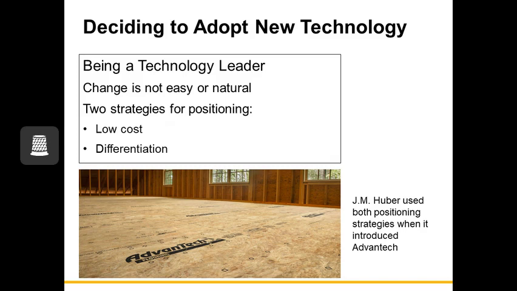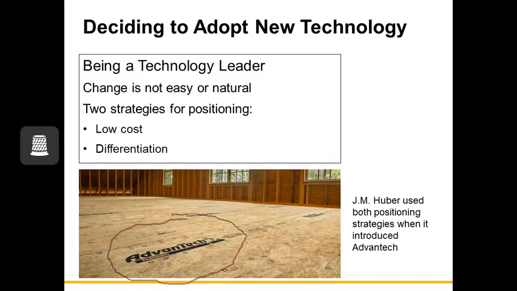All right. And then the other piece is differentiation. We're going to show people how our product is so different from what's out there that they're going to just have to try it. And if we go back to the early 2000s, Huber used both positioning strategies to a degree when it introduced its Advantech product. All right. Advantech was an engineered subfloor that was designed to offer some benefits to home builders over the subfloors that they were currently using.